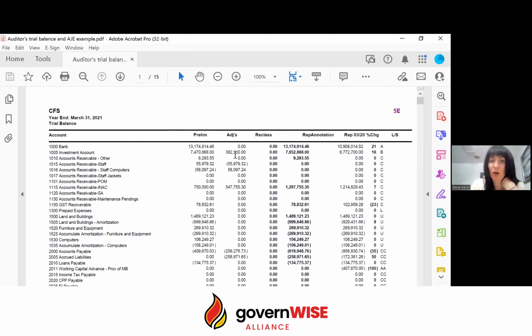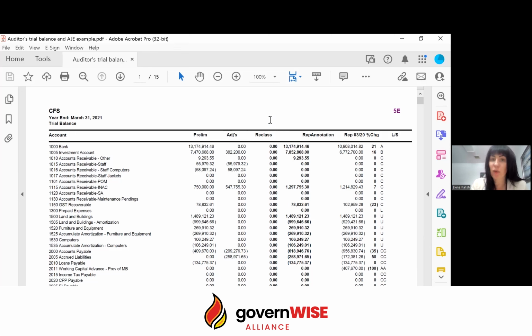Adjustments here, second column, those are the adjustments the auditors make. So all those adjusted journal entries are going to be shown here. So for instance, you can see for this organization, the investment account starts from 7.4 million, and then the auditors recorded an adjustment of 382,000. So the ending balance in the audit is going to be the preliminary plus the adjustment, 7.8 million. Okay, so preliminary is our numbers, adjustments are auditors' adjustments.